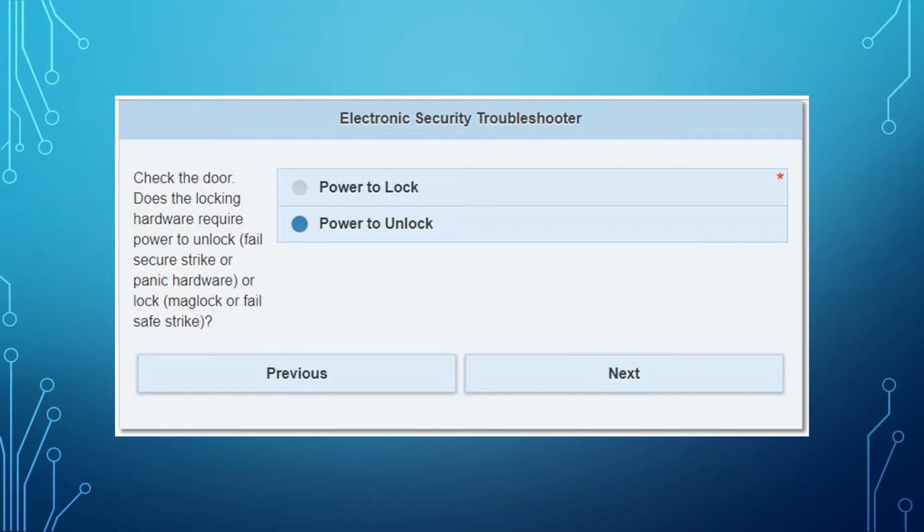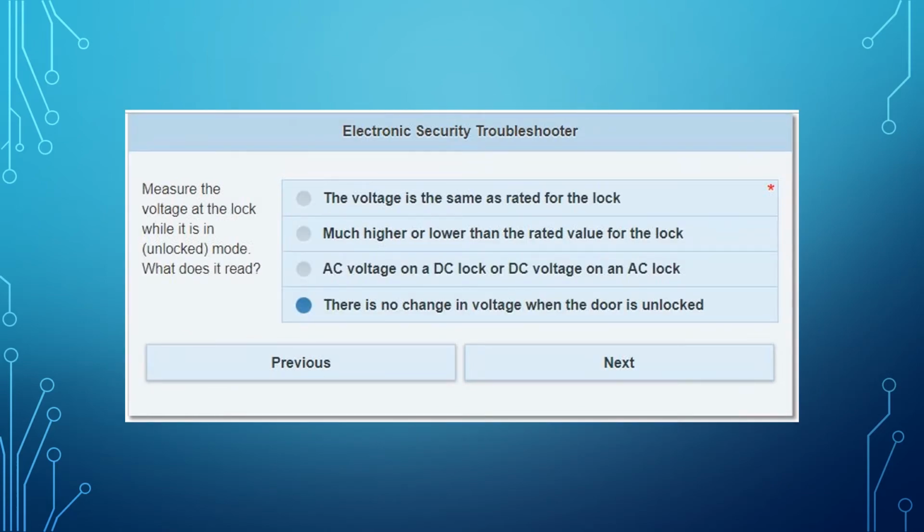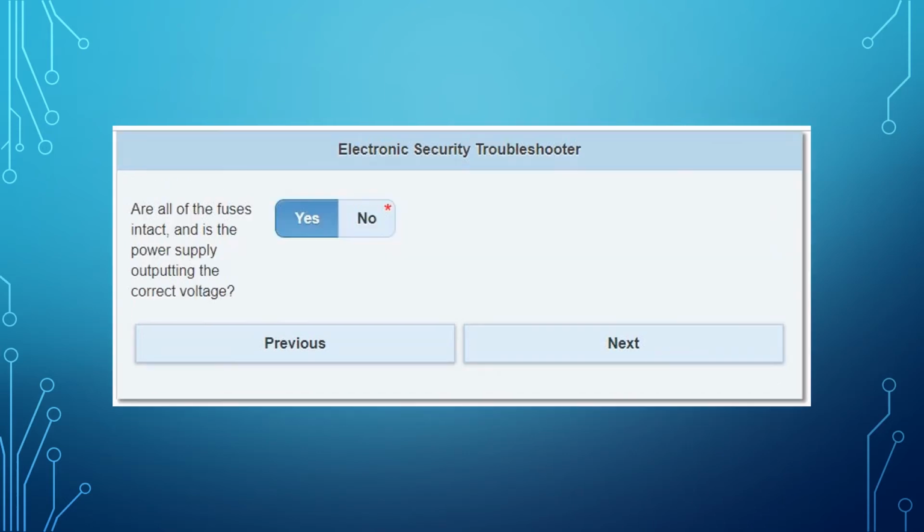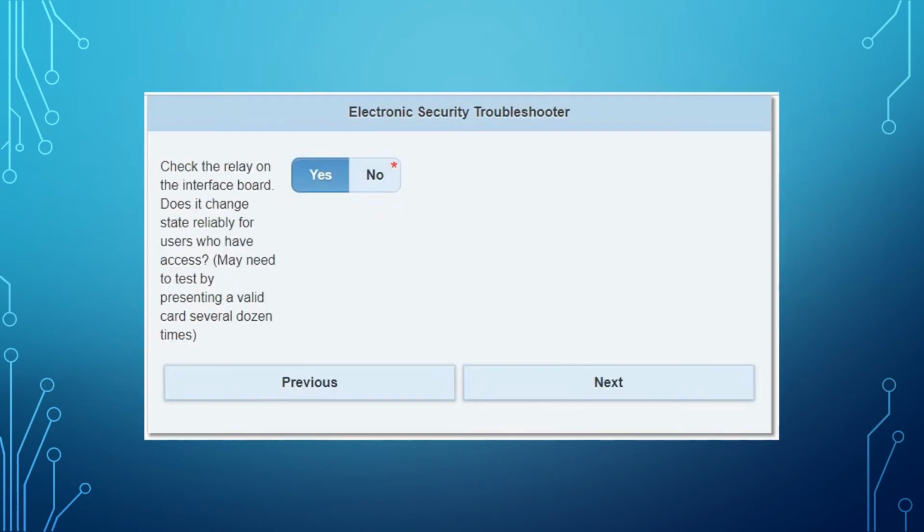So check the door, see what kind of locking hardware. Measure the voltage at the door. In this case, nothing happens when you unlock it. So if there's no power at the door, check the power supply. If there's power coming off the power supply, but it's not getting to the door, then the relay must be not working properly.